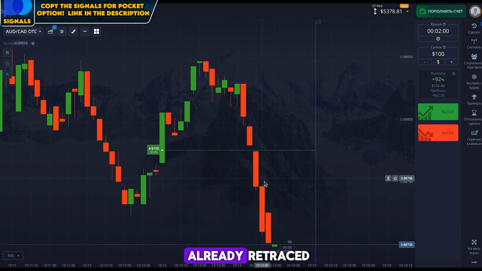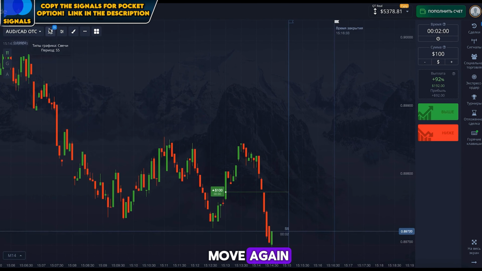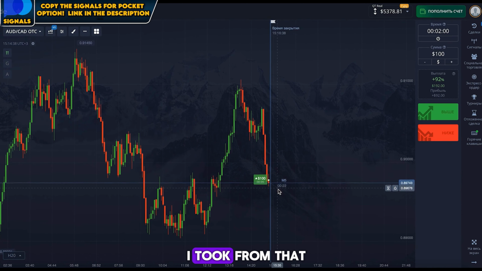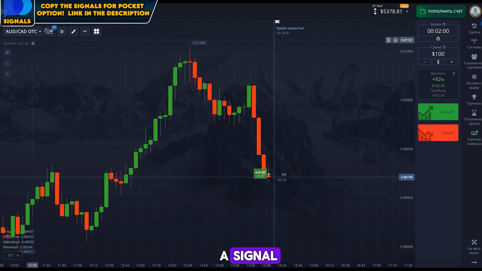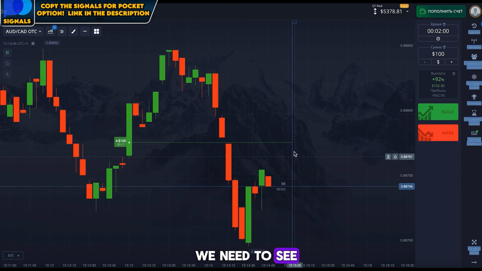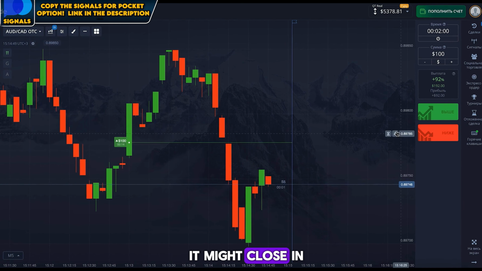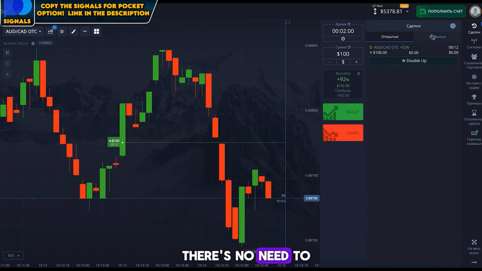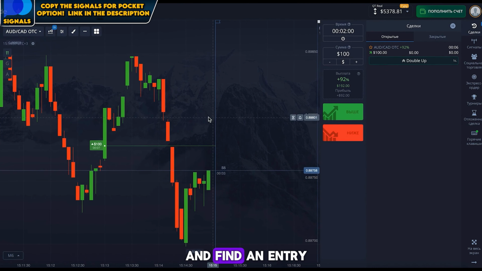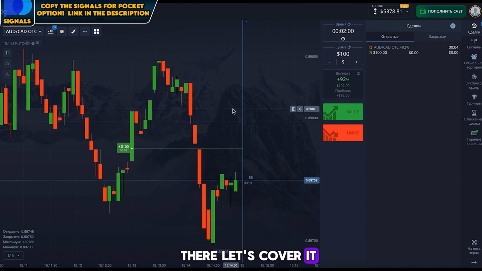Look, the price has already retraced and it's likely to move again. Of course, I took from that area, so there's still a signal. A signal is a signal. You need to work with it. We need to see how this trade will end. It might close in the green too. There's no need to rush. If we end up in the red, we'll switch to another currency pair and find an entry there. Let's cover it.